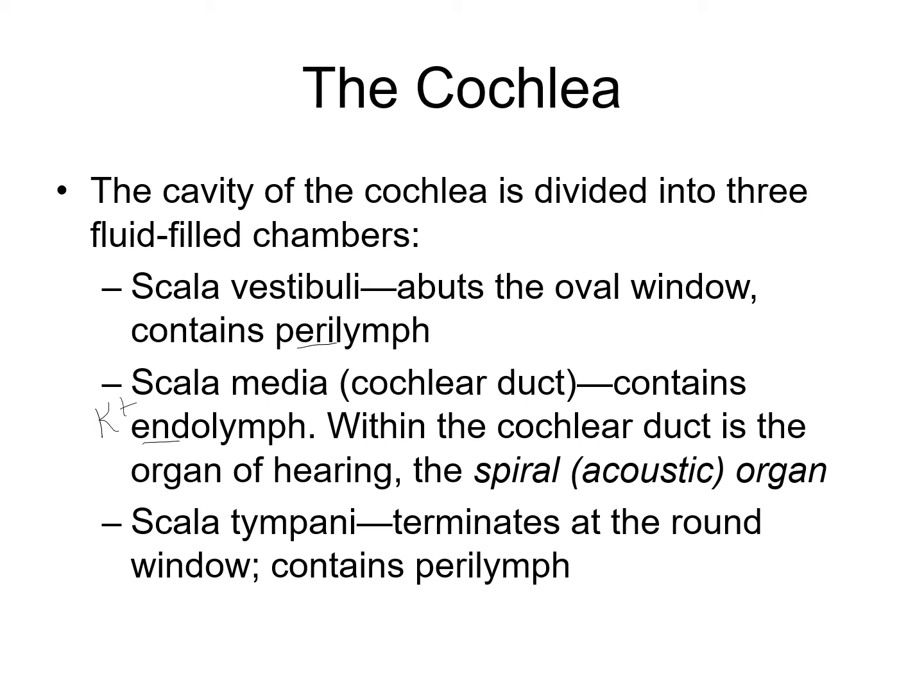And then within that cochlear duct is the organ of hearing itself, which is known as the spiral or acoustic organ. And then the scala tympani terminates at the round window and also contains perilymph. So essentially we have this sort of sandwich-like effect with the scala vestibuli and the scala tympani sandwiching this scala media with the actual organ of hearing in the middle region.